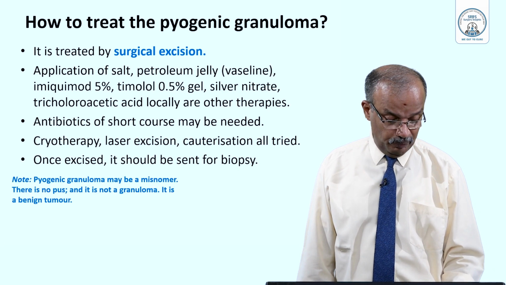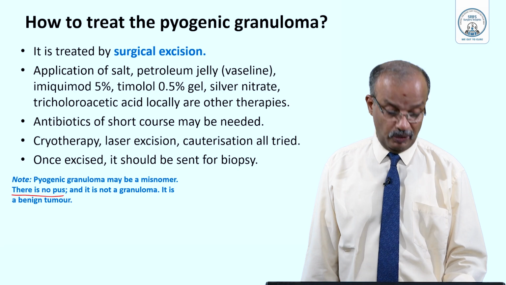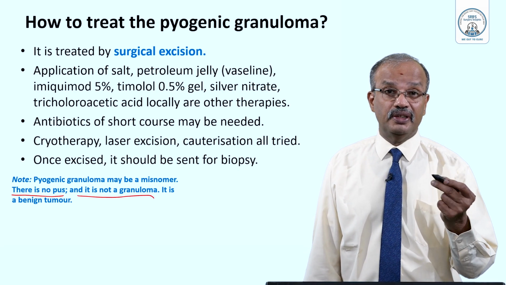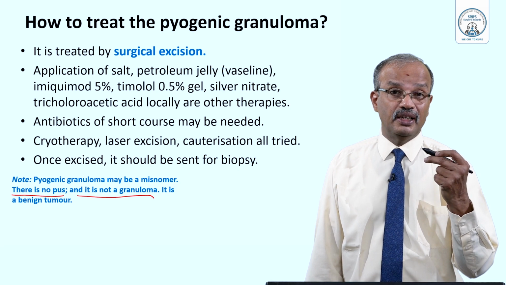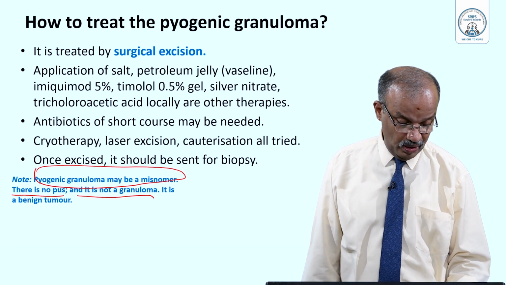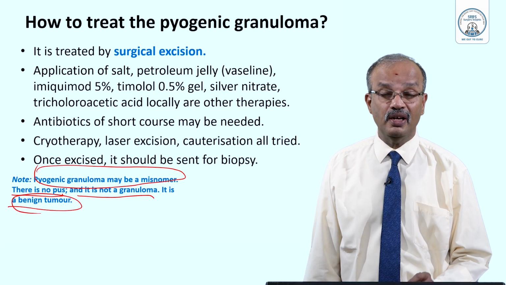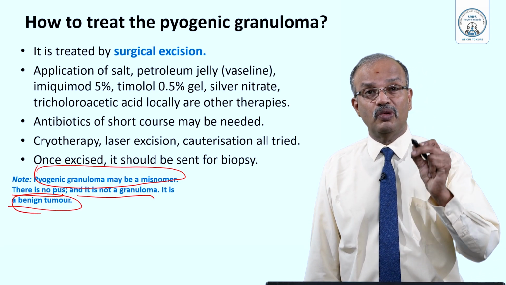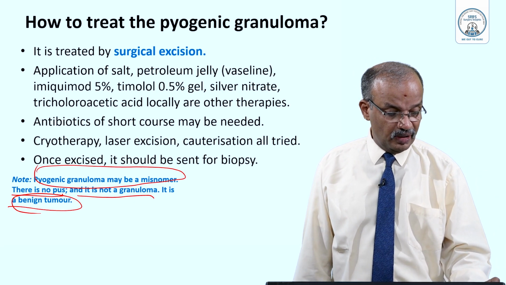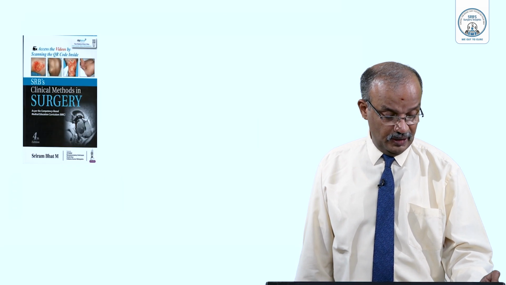And note an important thing: pyogenic granuloma is a misnomer. There is no pus, even though it is called pyogenic, and it's not a granuloma. Actually, it is neovascularization. It is a lobular capillary hemangioma. So it can be called a misnomer, remember. No pus, it's not a granuloma, it is currently considered a benign tumor, even though we call it pyogenic granuloma, granuloma pyogenicum, with Staphylococcus aureus as the cause, all those things. Clinically it is accepted, but pathologically it is a benign tumor as such.